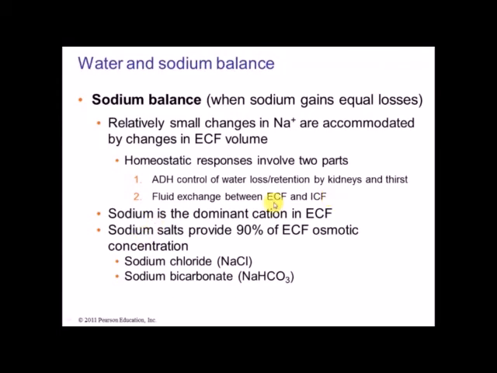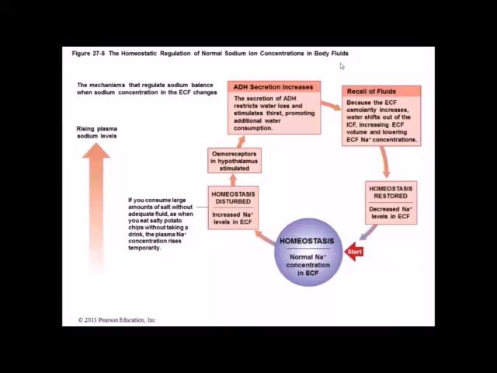We do know that sodium is the dominant cation of extracellular fluid. It's about 90% of the extracellular fluid osmotic concentration, and we're looking at sodium chloride and sodium bicarbonate that are making up that extracellular fluid osmotic concentration. So sodium is very important within our system to maintain homeostasis. I would say in this country we don't have a problem having enough sodium within our system. So these are the mechanisms that regulate sodium balance when sodium concentration in the extracellular fluid changes.